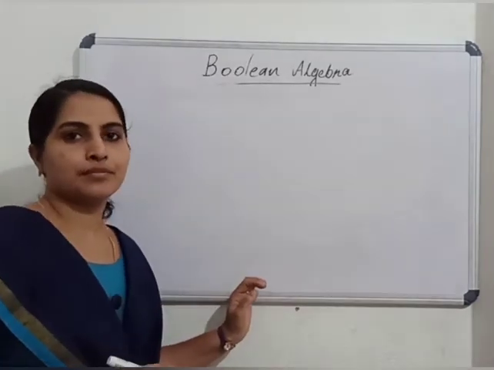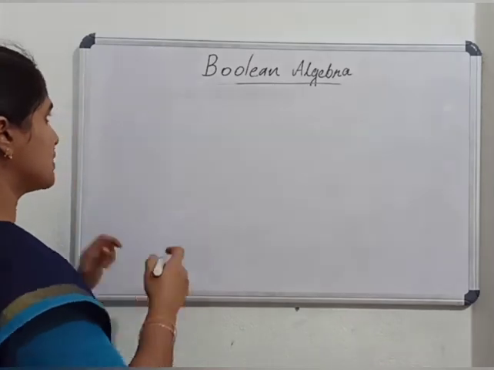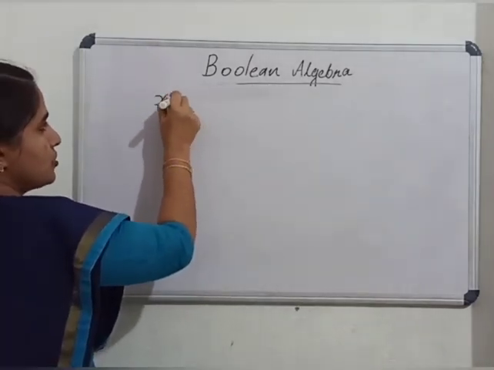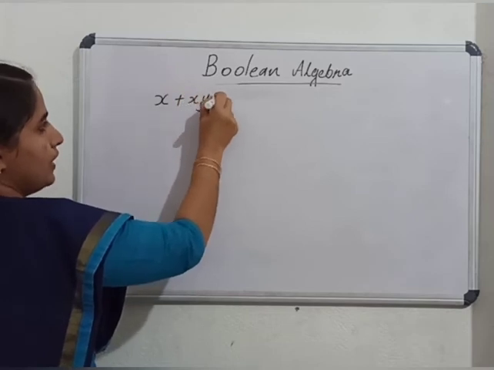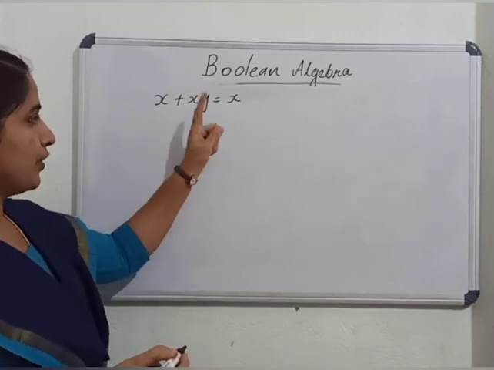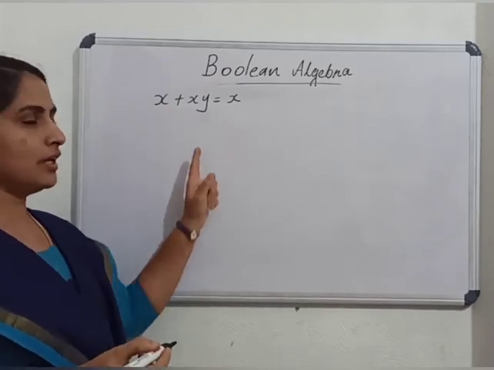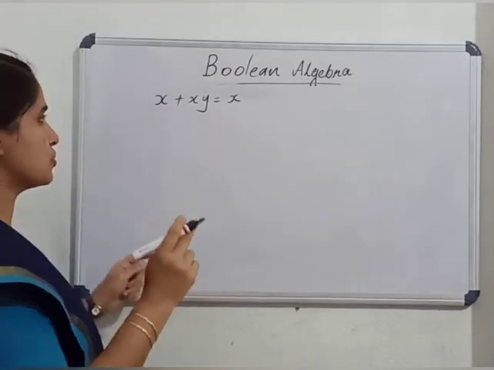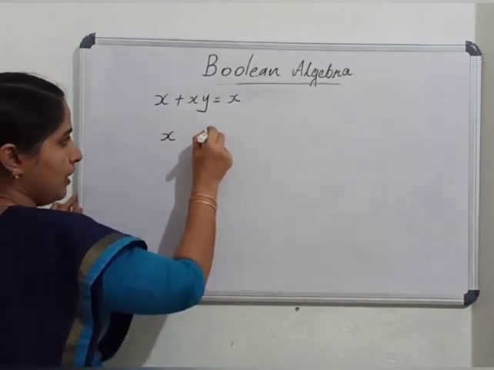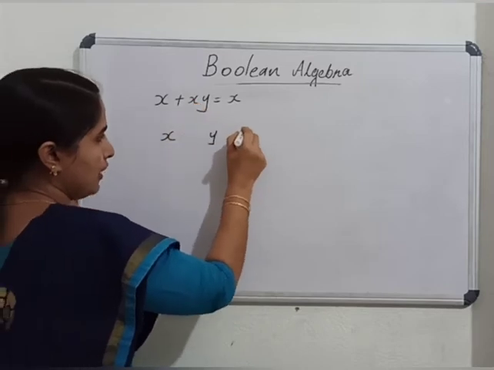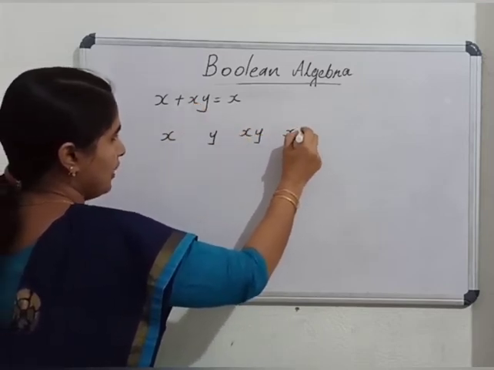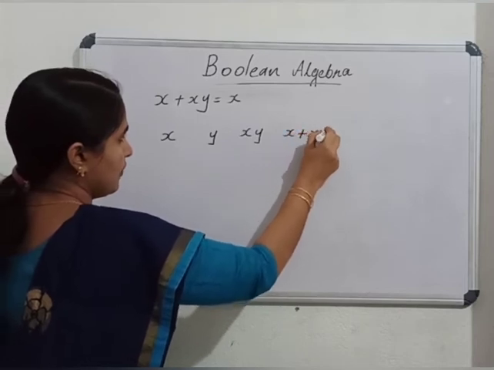Now we can discuss some questions. You note down the question. Verify using truth table: x OR xy equal to x. So we have to verify whether x OR xy equals x using a truth table. So we can first give a column for x, one column for y. Next one column for x and y, and the next column for x OR xy.